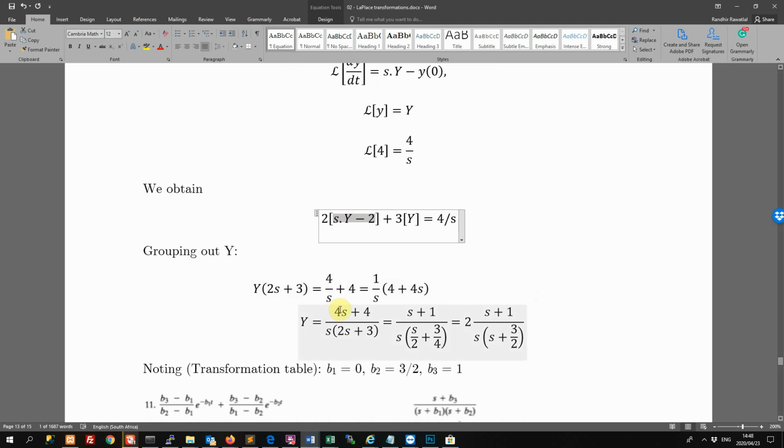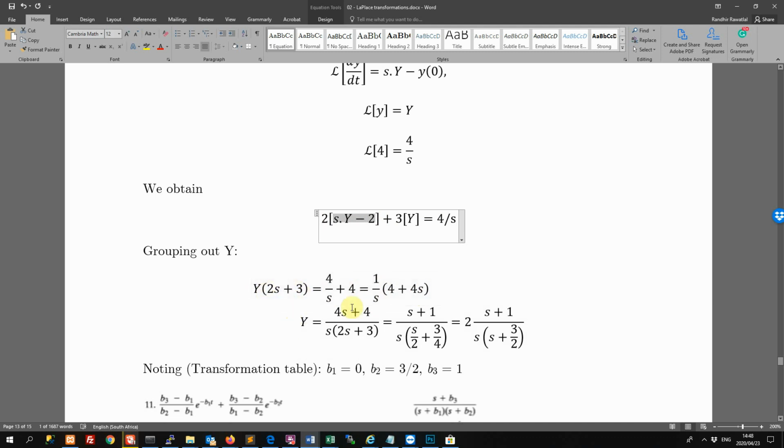And let's see, we also have a 4 here. So 2 times minus 2 is minus 4, and then we take that across, so that's a plus 4. And here we are just grouping 1 over s here. So we took out this factor of 1 over s. That means we have to include an s here for this to remain true. So it's 1 over s times 4 plus 4s equals y times 2s plus 3.